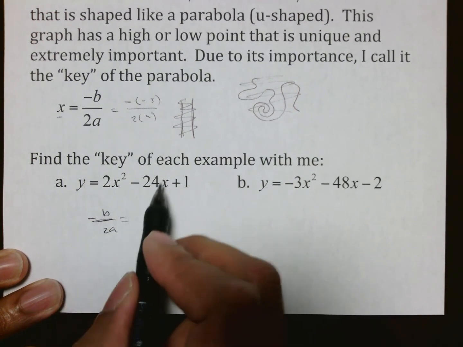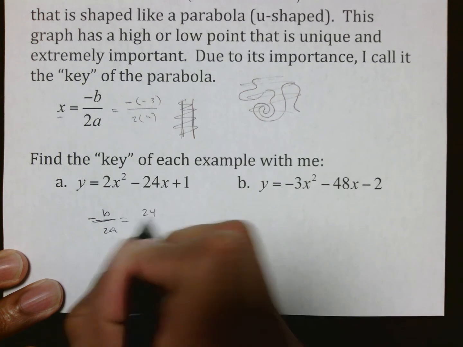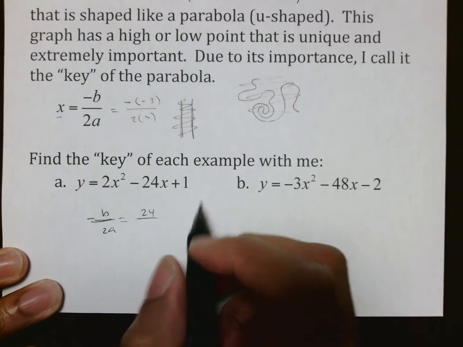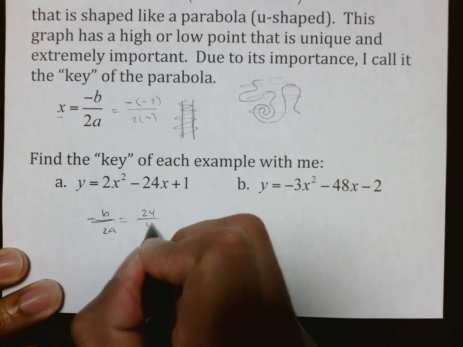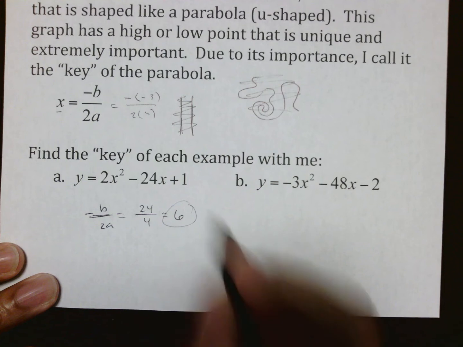What is the opposite of b? Well, b is negative 24, which means the opposite of b would be a positive 24. What is 2 times a? Well, 2 times a, if a is 2, would be 4. 24 over 4 is 6. That is my method of doing that.